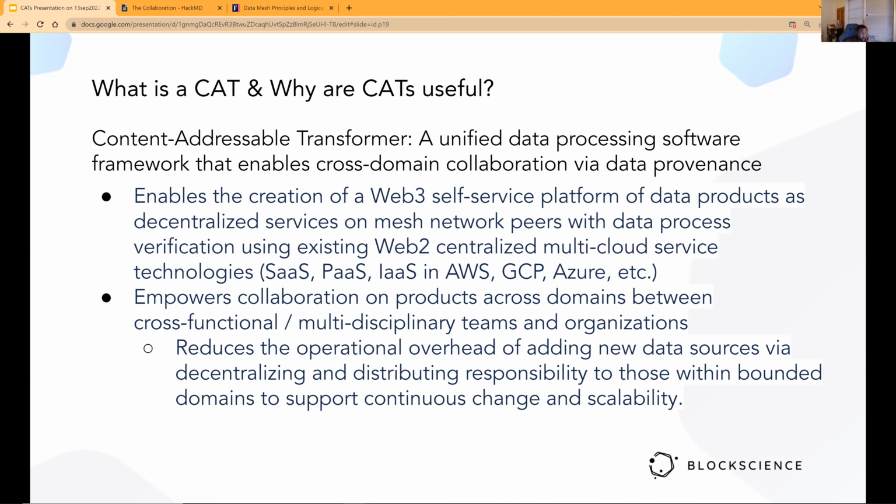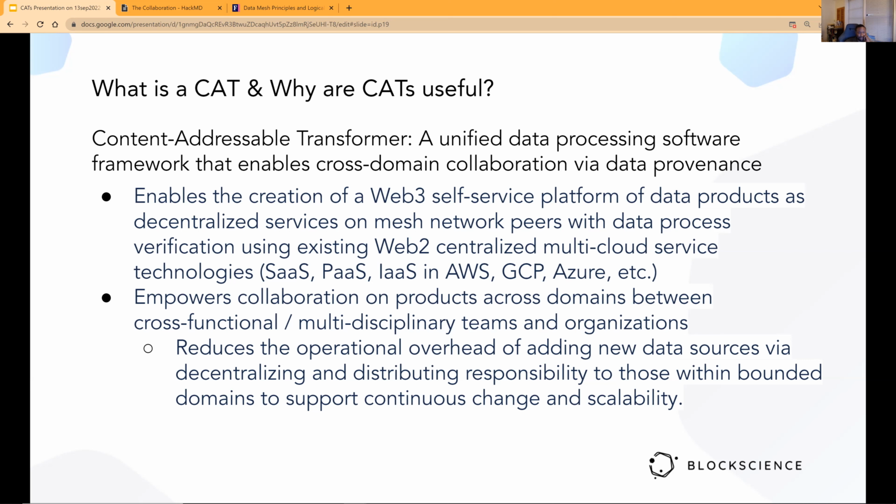Okay, so what is a CAT and why are they useful? CATS is a unified data processing framework for a decentralized mesh network to empower collaboration on products implemented with multi-cloud services that enable data provenance by content addressing the means of data transport between services. That's a wordy explanation of the sentence below the title. I felt as though I should connect them all.